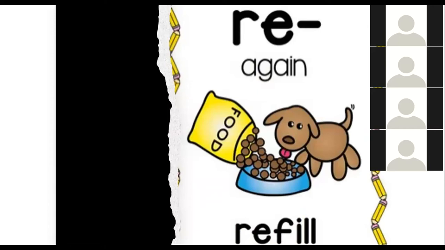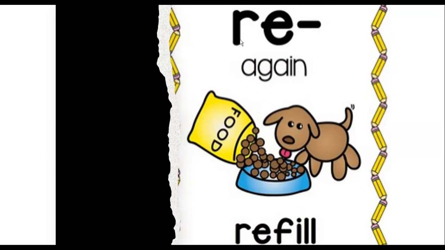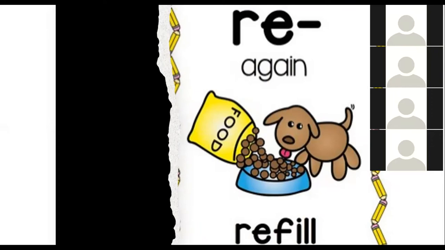Now we are here in this slide. The prefix re is added to the beginning of this root word fill. Fill puravanama. Re indicates a sense of repetition. It means again. Re valing hangavani. Fill puravanama, refill navatat puravanama.